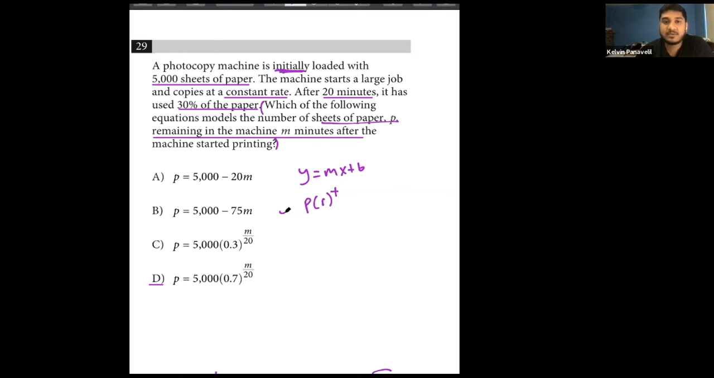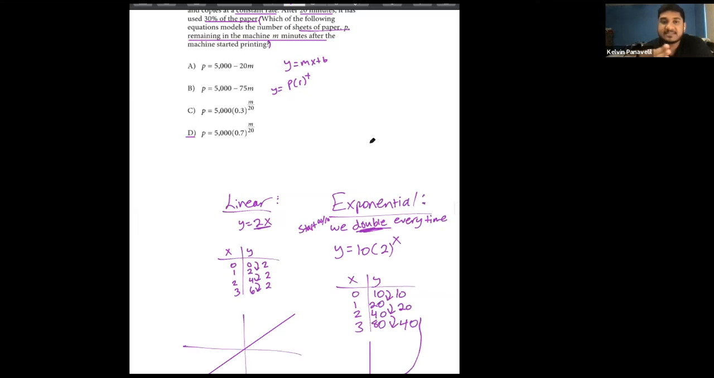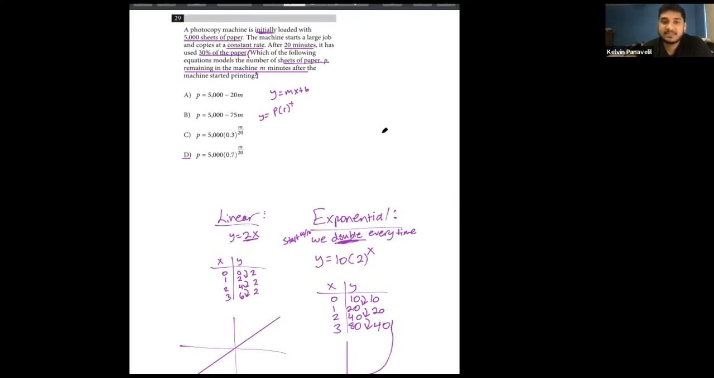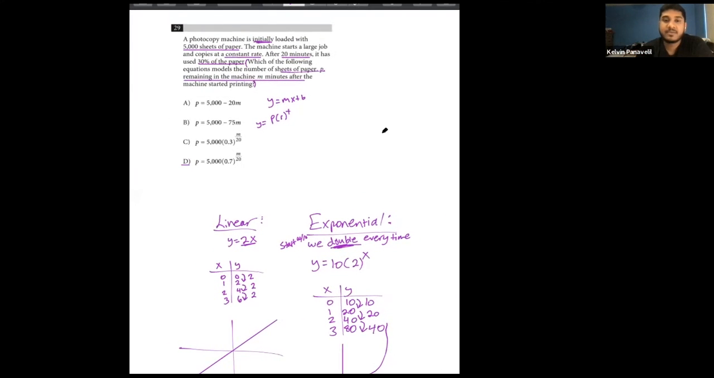And now here's the key word, guys, all right? The machine starts a large job and copies at a constant rate, right? Constant rate means it's copying the same amount of paper over a certain amount of time, right? So it says after 20 minutes, it used 30% of the paper, right? So guys, constant rate. That example that Asher showed us, right? If something's happening at a constant rate, that means you're adding the same amount or subtracting the same amount every time, right?